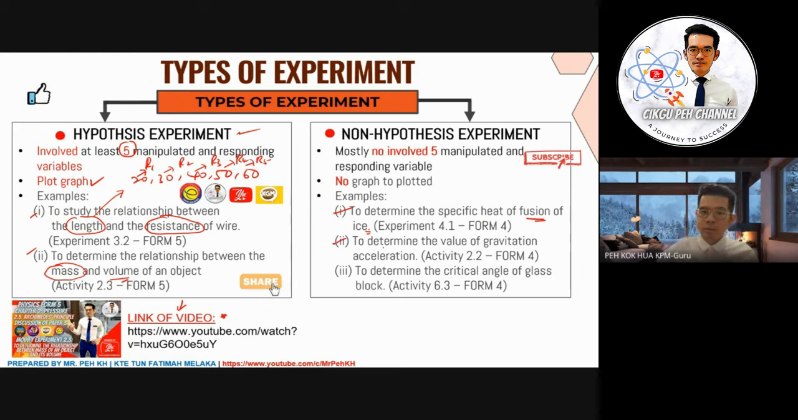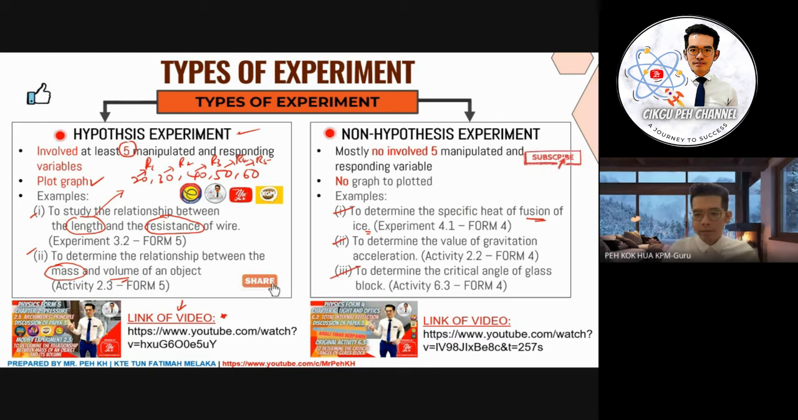And the second is to determine the value of gravitational acceleration. So that means we want to get a value. Then the next here is to determine the critical angle of the glass block. So for all of these, we want to get a value. And again, you may refer to the link or video stated here, where you can get to know more about the non-hypothesis experiment.